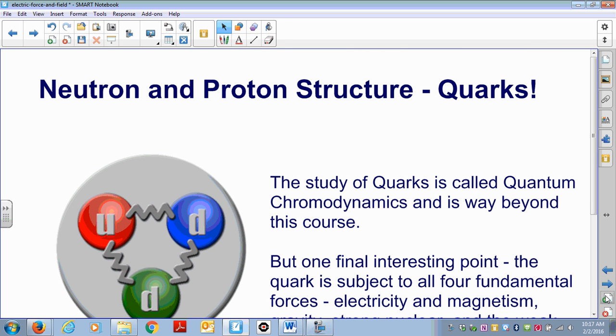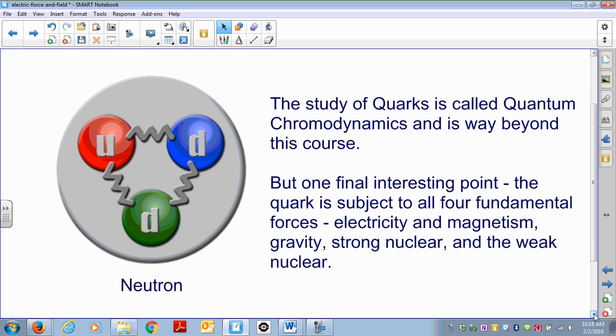The study of quarks is called quantum chromodynamics and is way beyond this course. If you want to learn more about it, don't ask me. Quantum chromodynamics is something that is studied by theoretical nuclear physicists, like my professor, Dr. Radyushkin. But one final interesting point, the quark is subject to all 4 fundamental forces: electricity and magnetism, gravity, the strong, and also the weak nuclear forces.